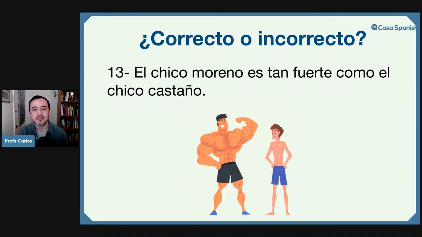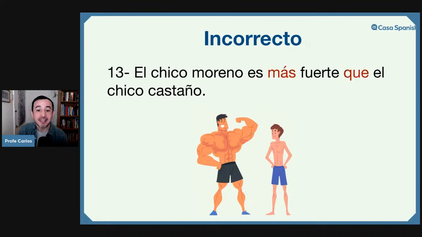¿Qué piensan? So, fuerte, of course, our adjective for strong. El chico moreno es tan fuerte como el chico castaño. ¿Correcto o incorrecto? ¿Qué piensan en este caso? Veamos. Y la respuesta es incorrecto, chicos. In this case.